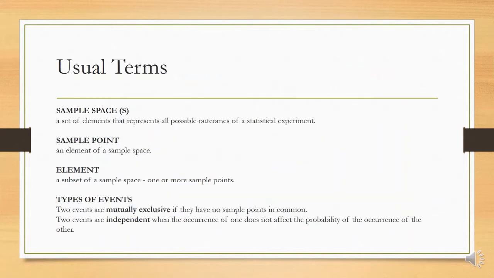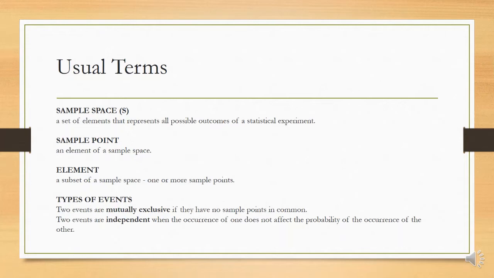So, other usual terms, we have the sample space wherein it represents all possible outcomes. Lahat ng possible outcomes sa sample space nilalagay. Yung mga sample point, yun yung mga element ng sample space. Yung mga isinulat sa loob ng sample space. And the event natin na sinasabi is a subset of a sample space. Okay? So, it means one or more sample points. So, pwedeng magkakagrupong sample points yun.